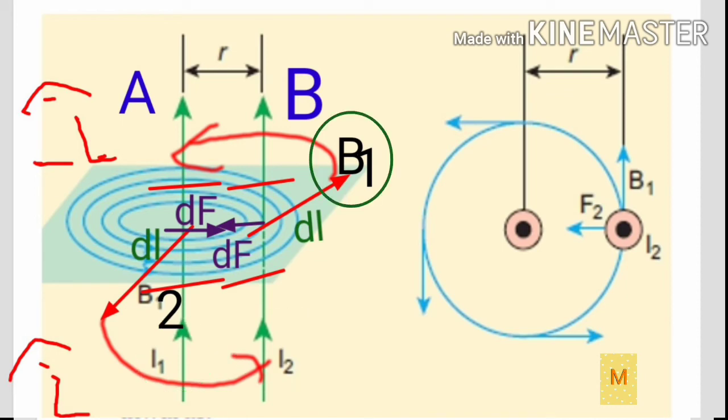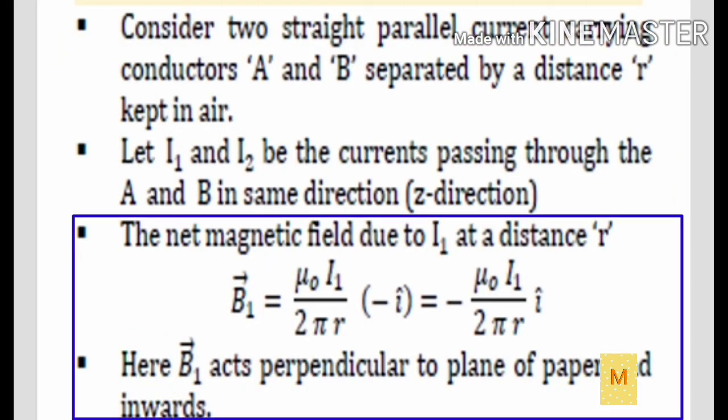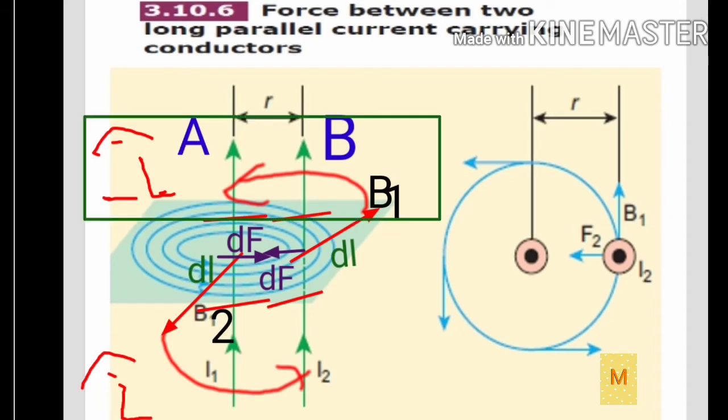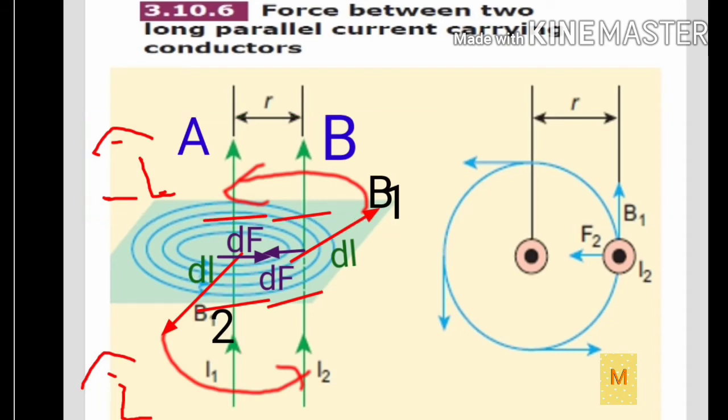The net magnetic field due to the current I1 at a distance r can be written as B1 vector = μ0 I1 / 2πr into minus i cap. Here why are we putting minus i cap on the right hand side? This is because the magnetic field is acting perpendicular to the plane of the paper and inward, in the negative x direction.